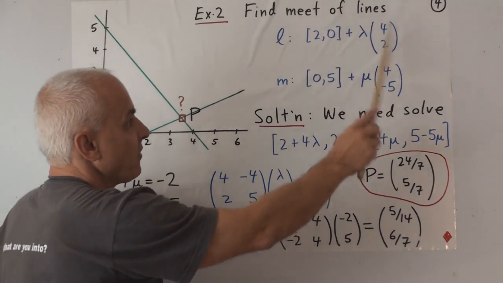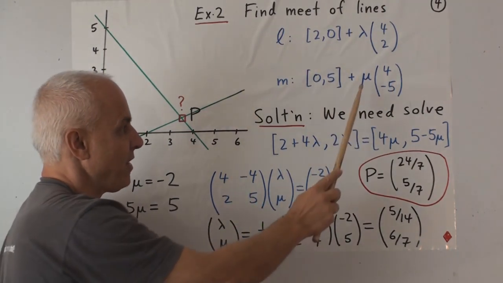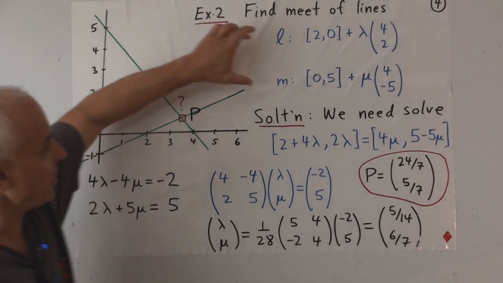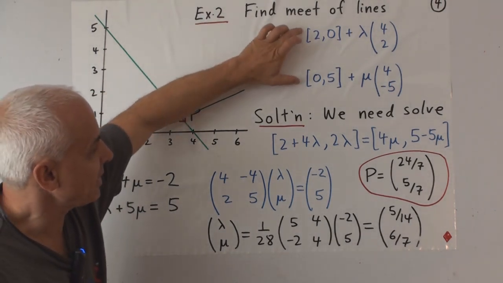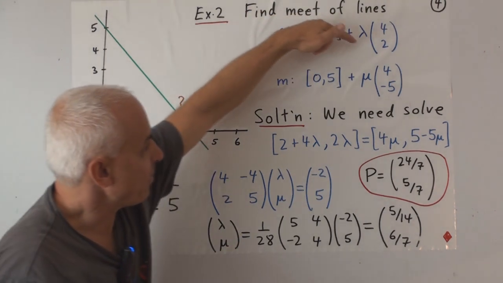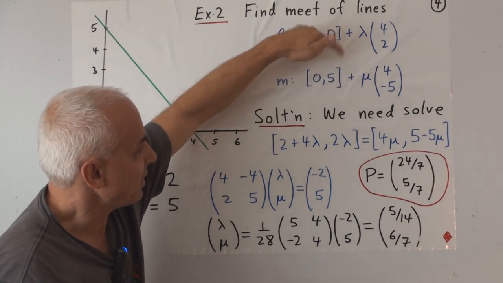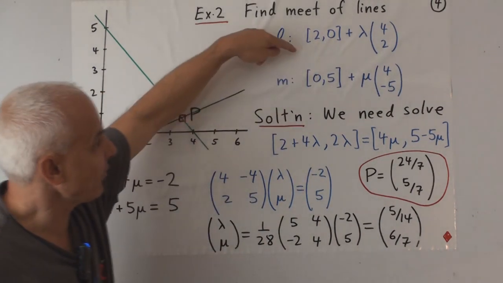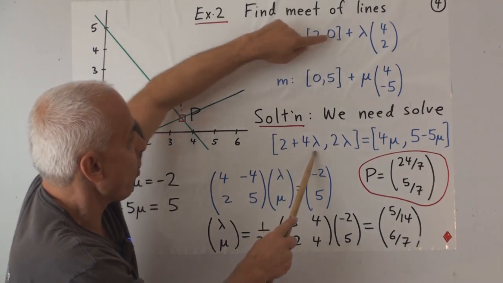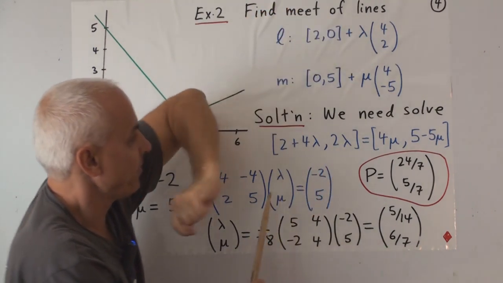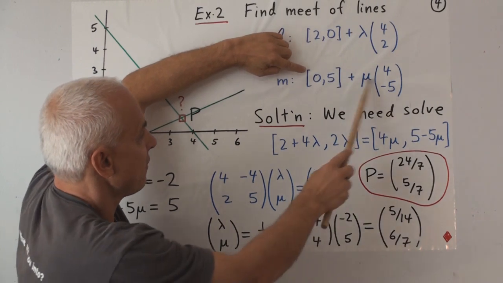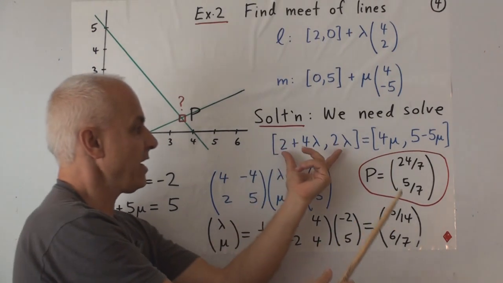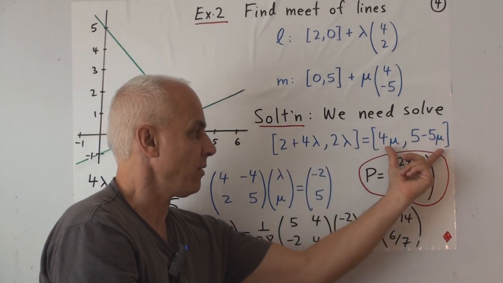So these are two parametric forms, one in terms of a parameter lambda, the other one in terms of another parameter mu. So what we want to do in this context is to find where these two lines meet, to find the parameter lambda and the parameter mu, so that these two positions actually agree. So if we write this out as a point, it's (2 plus 4 lambda, 2 lambda). And if we write this out as a point, it's (4 mu, 5 minus 5 mu). So we want to find lambda and mu so that this point equals this point.